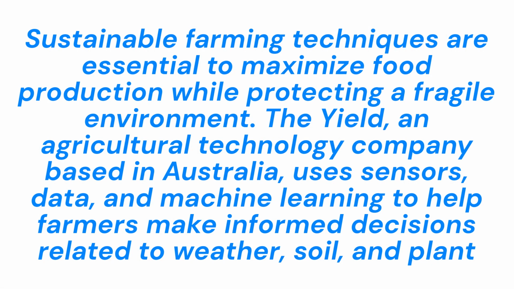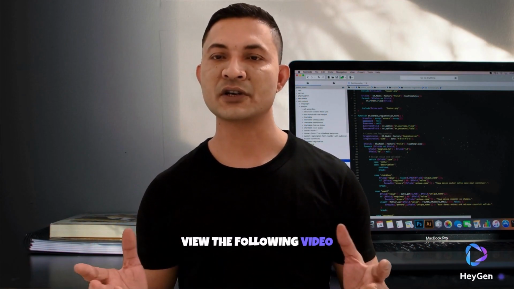problem. Sustainable farming techniques are essential to maximize food production while protecting a fragile environment. The Yield, an agricultural technology company based in Australia, uses sensors, data, and machine learning to help farmers make informed decisions related to weather, soil, and plant conditions. View the following video to learn more.